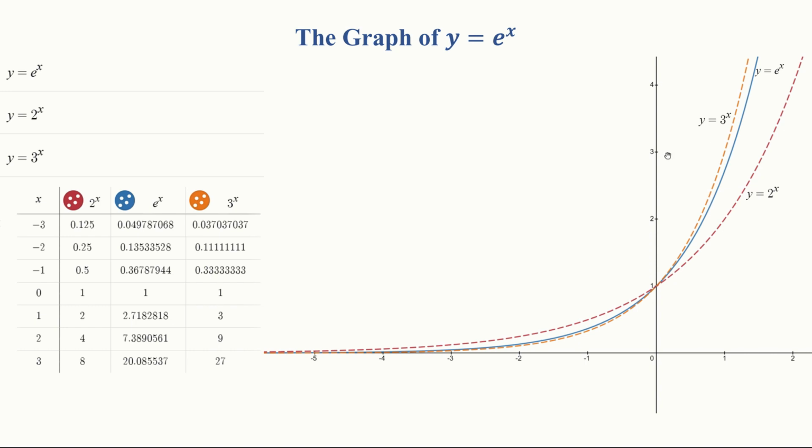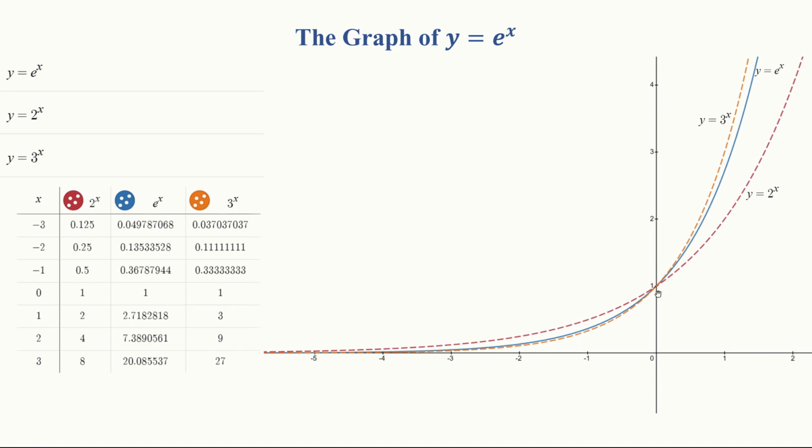Remember, the value of e is about 2.7, so you would expect it to fall somewhere in between these two graphs. Notice that all of them have domain, which is the set of all real numbers. All of them have range, which is the set of all non-negative real numbers, in other words, bracket 0 to infinity. And they're all increasing over their entire domain. As x approaches negative infinity, they all approach 0. So therefore, the x-axis plays the role of a horizontal asymptote for all of them.